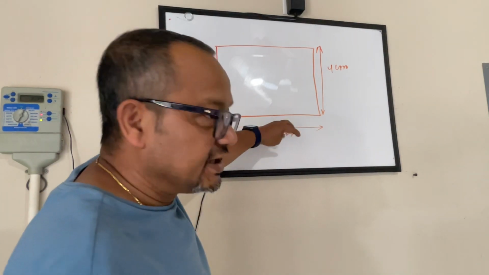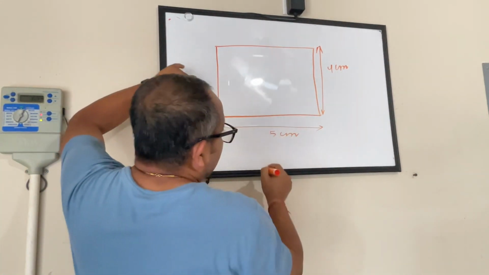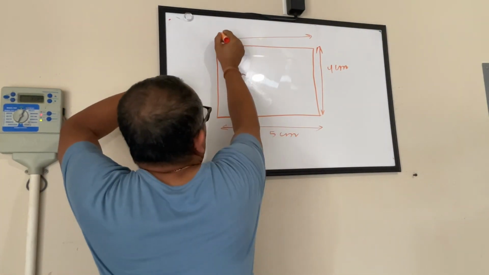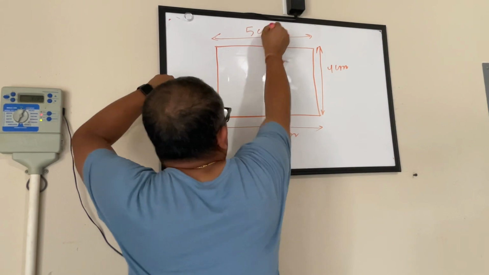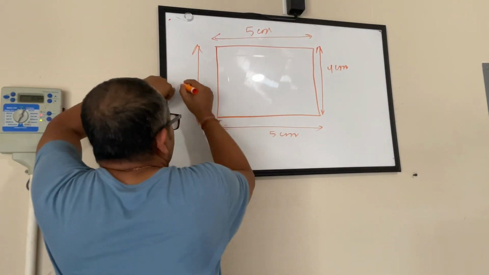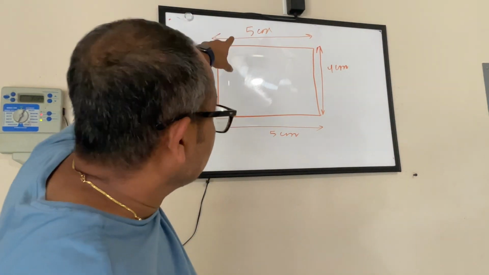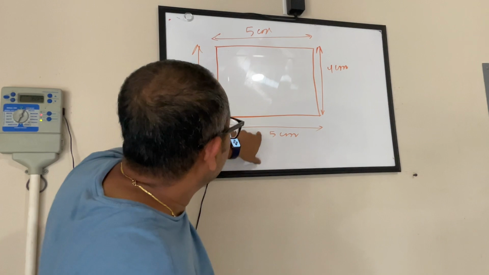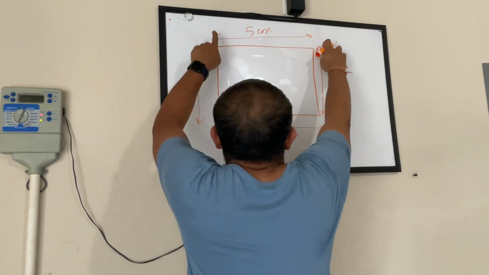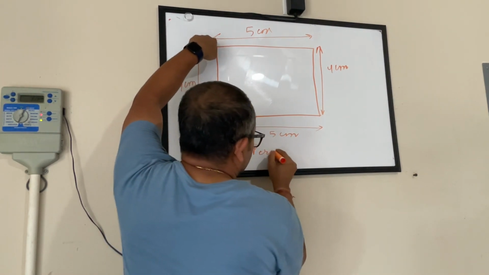Okay, so see, it is simple. In a rectangle, opposite sides are equal. So if this is 5 centimeter, this will be 5 centimeter. This is 4 centimeter, this will be 4 centimeter because this is a rectangle. So first thing is perimeter. 5 plus 5, 10. 5 plus 4, 9. Plus 5, 14. Plus 4, 18. So the perimeter is 18.